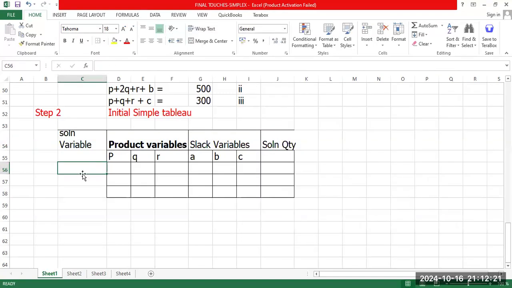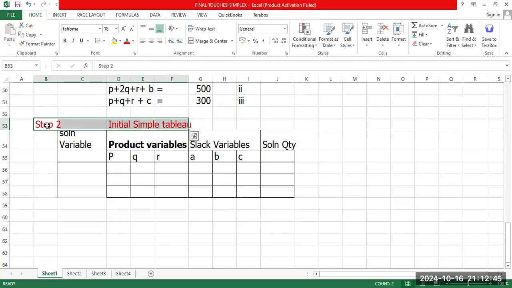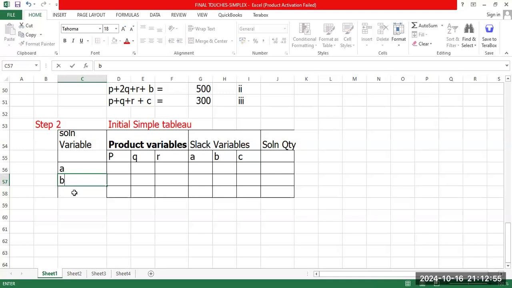So I will put here, in this first column, the solution variable. Since it is the initial simplex tableau, how are you going to fill this? You're going to put your Slack variables. Put A, put B, put C.